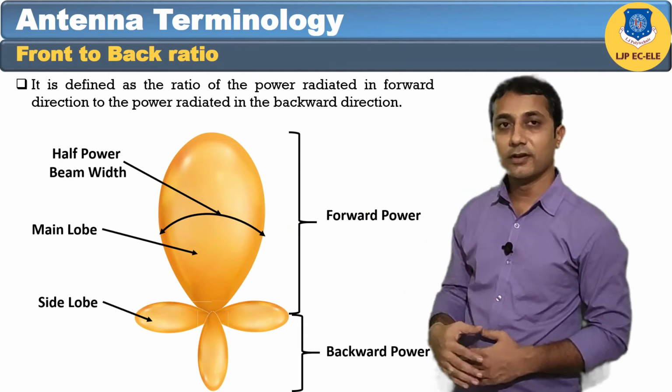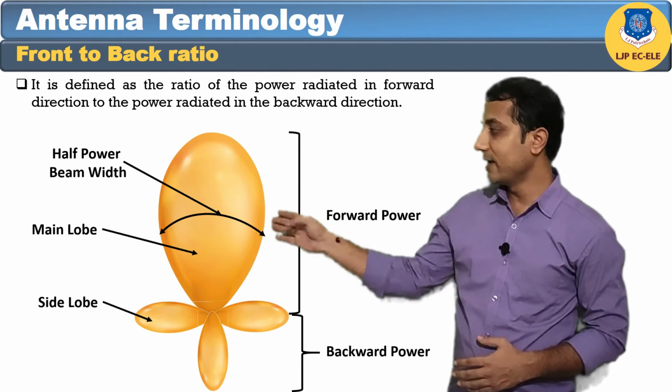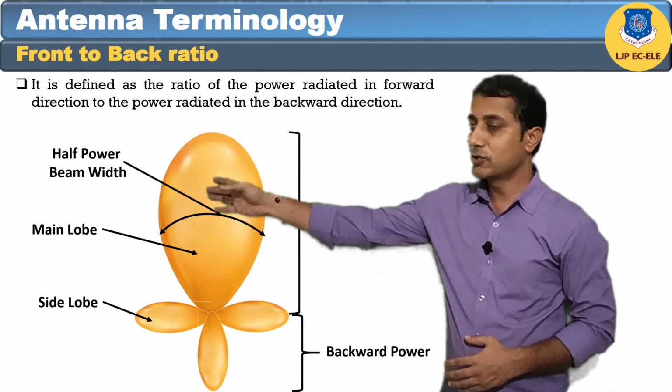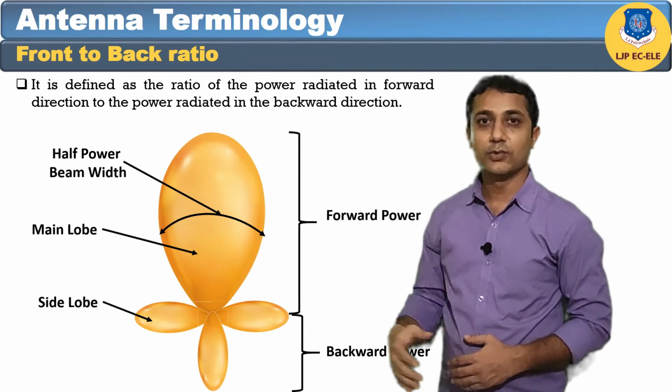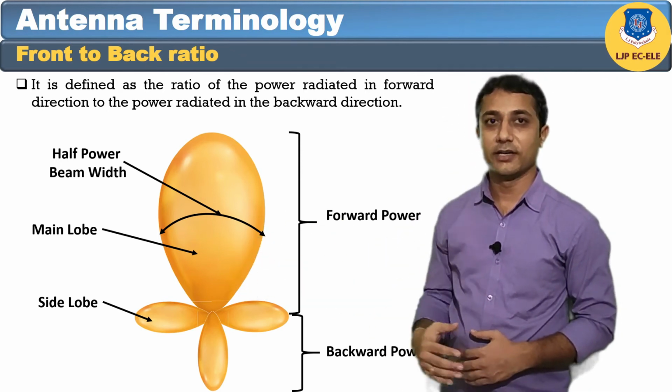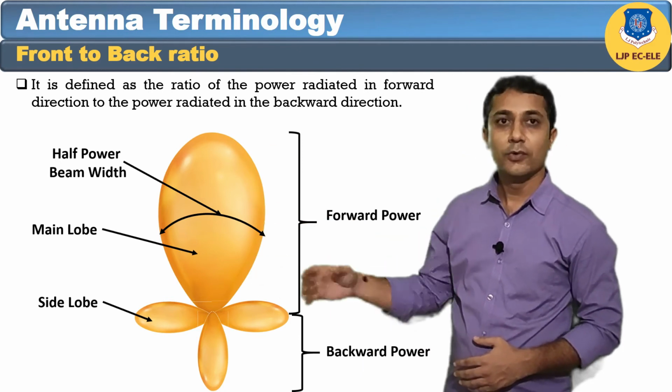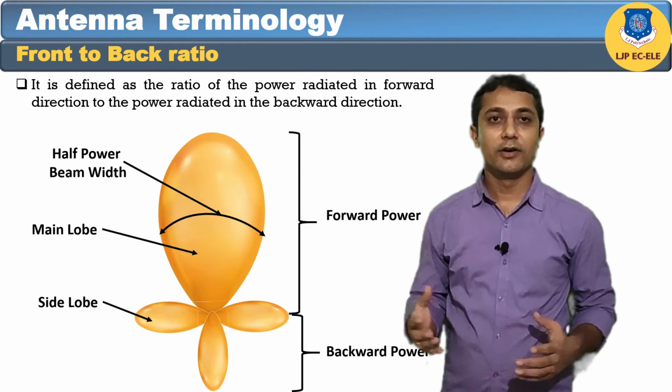Here we have a figure which is showing the main lobe and side lobes. This is the total power radiated in the front side, and the back lobe is the total power radiated in the opposite side. So by taking the ratio of these two powers, we can get the front to back ratio.